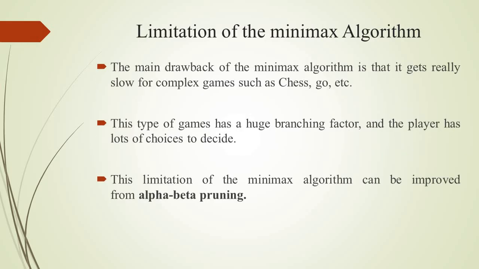So there are some limitations in Minmax algorithm. The main drawback of the Minmax algorithm is it gets really slow for complex games such as chess, Go, etc. This type of games has a huge branching factor and the player has lots of choices to decide. This limitation of Minmax algorithm can be improved by alpha beta pruning.